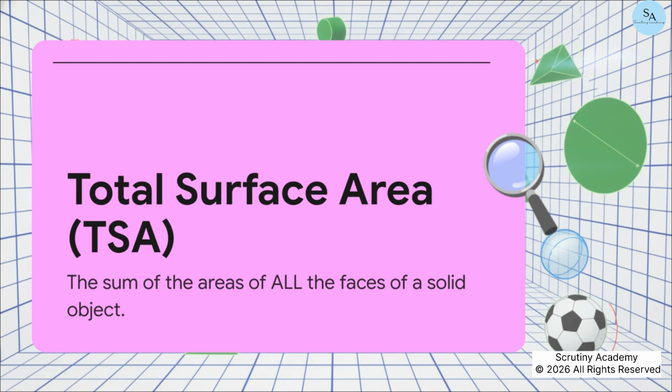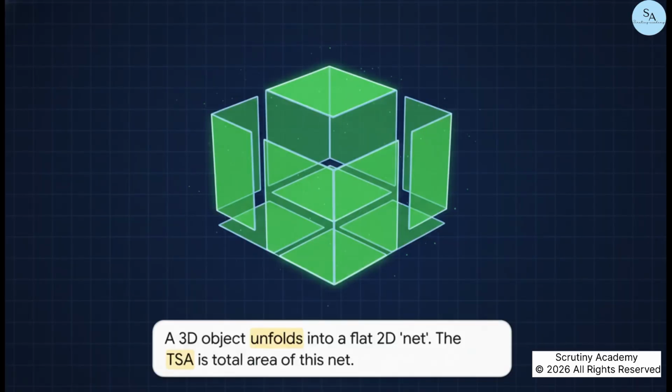Imagine you're wrapping a birthday present. You've got to cover the top, the bottom, and all four sides, right? That complete coverage, well, that's the total surface area. And check this out. This is such a great way to picture what's happening. See how that 3D box just unfolds into a flat shape? We call that a net. The total surface area is just the combined area of all those separate flat pieces. It makes the whole idea so much easier to get your head around.